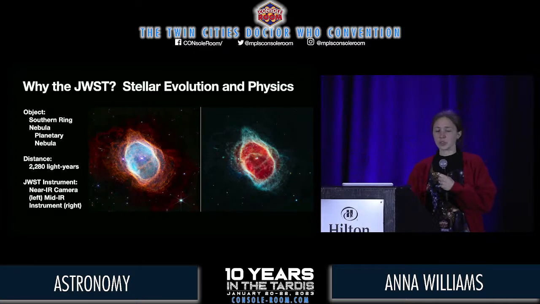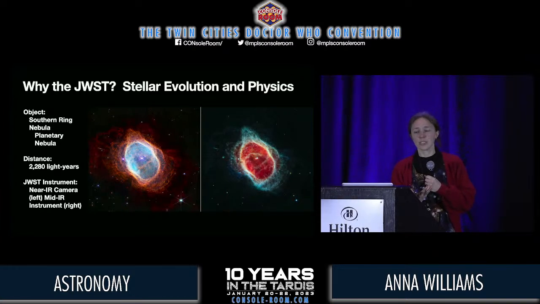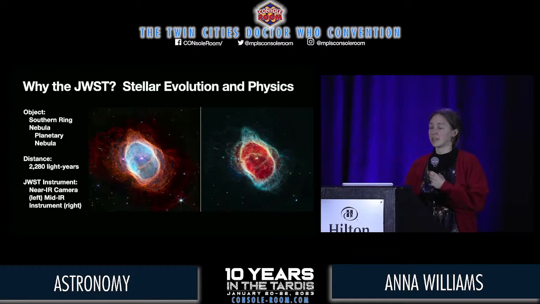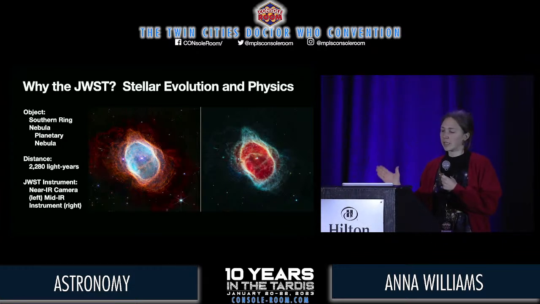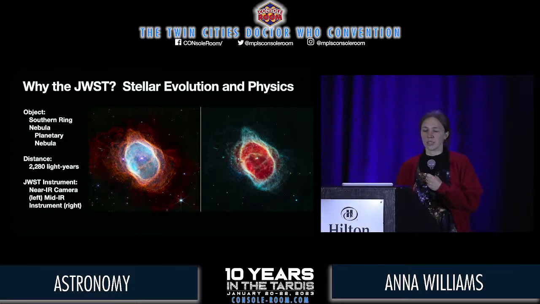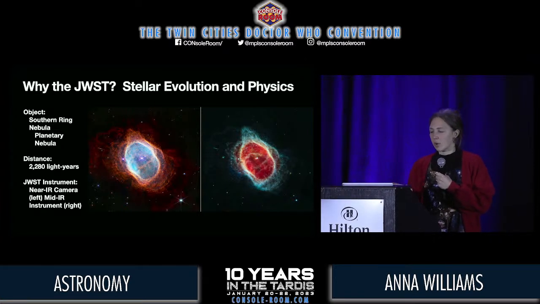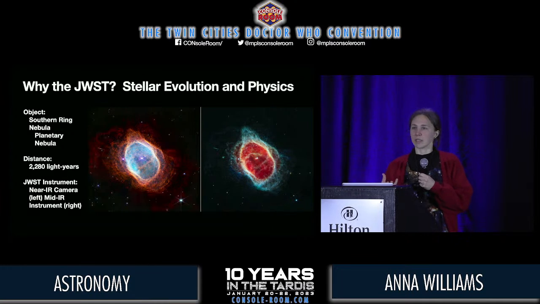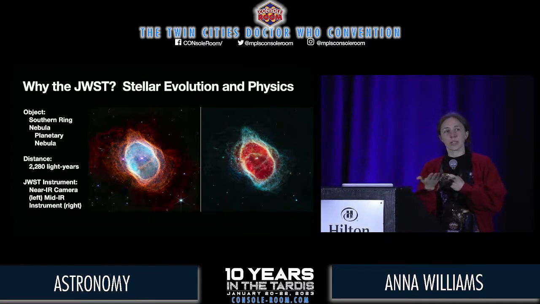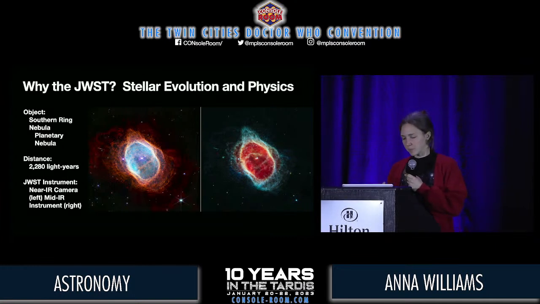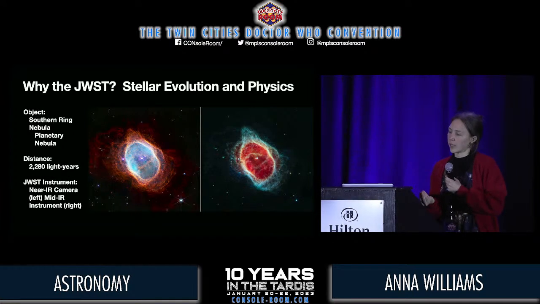Moving on with stellar evolution, the previous one was looking at the birthplace of stars. We're also going to be able to study the death and the evolution of these stars. And so here we have the Southern Ring Nebula. On the left, we've got an image with the near-infrared camera, and on the right with the mid-infrared. And so immediately you can see that there's different resolution between those two images. Given the size of your telescope and the wavelength that you're observing, that's going to determine the resolution that you get in your images.